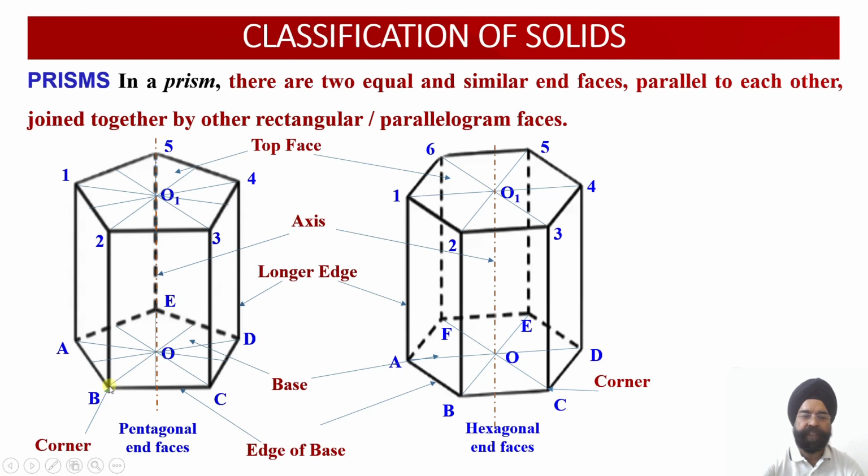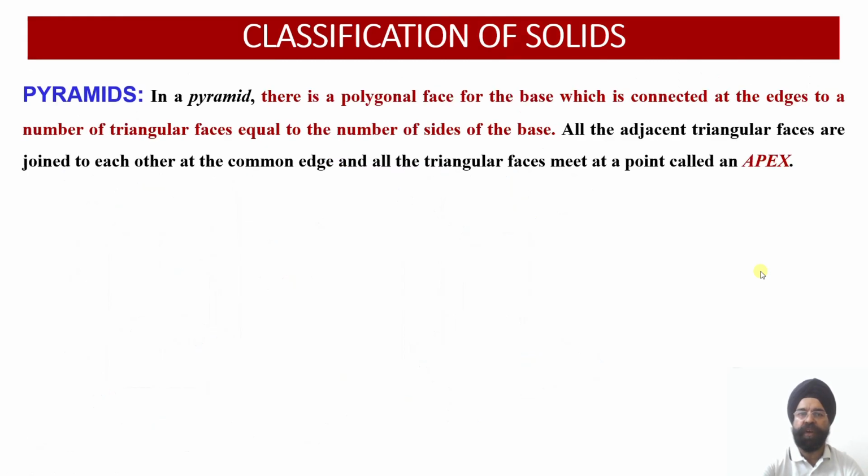In a pentagonal prism, you have 5 corners of the base. So any one corner we can pick up. So this is the terminology you must be conversant with if you have to attempt any of the problems related to projections of the solid. So next we move on to the pyramids.